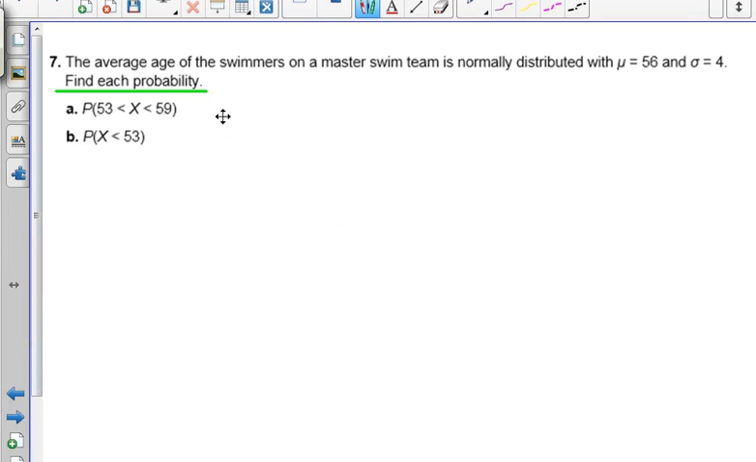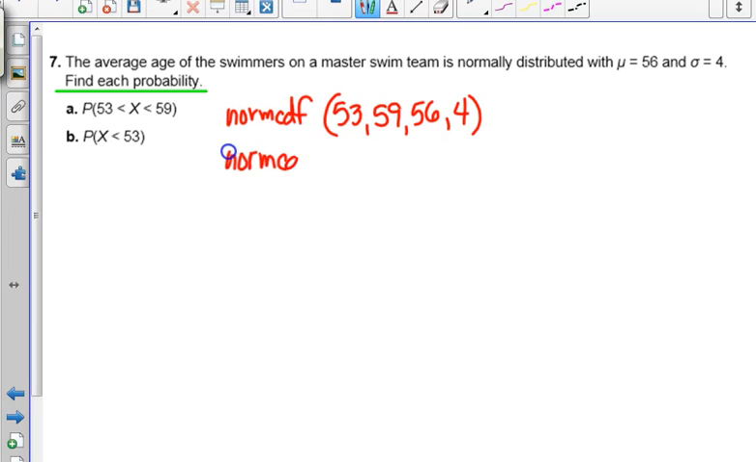All right. Average. Okay, this is going to give us a range of values. These are sweet. This first one is really sweet because we get to just type it in exactly like this, guys. 53 to 59 with a mean of 56 and a standard deviation of 4. For this one, we're going to do all the way down below 53. So we could do like 0 to 53 with a mean of 56 and a standard deviation of 4.